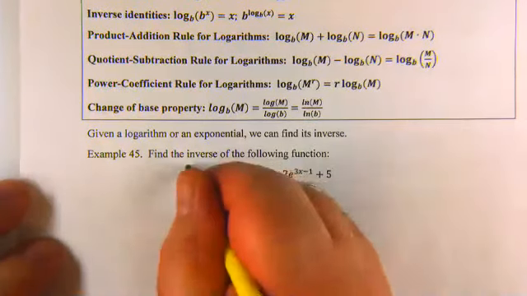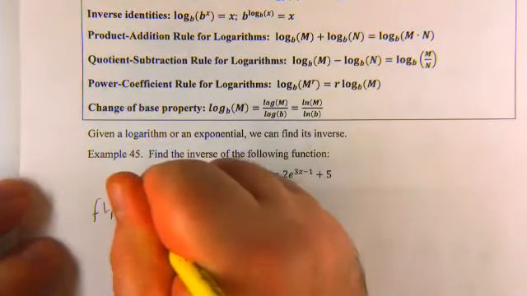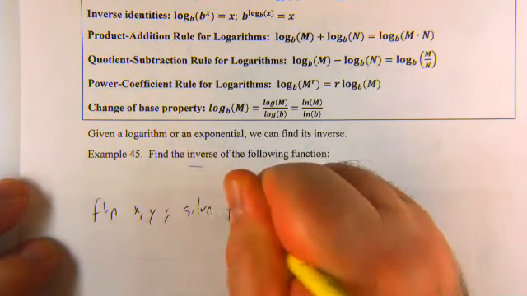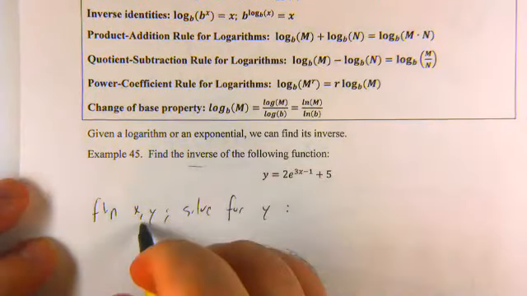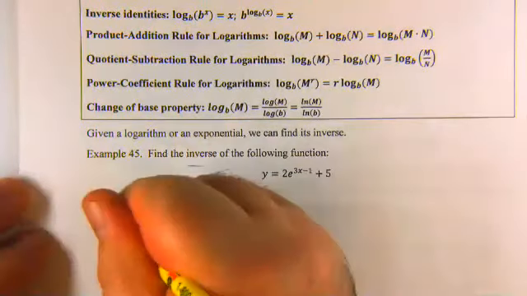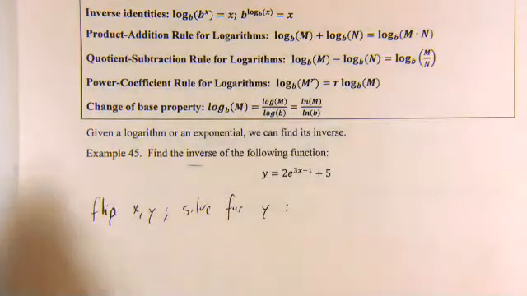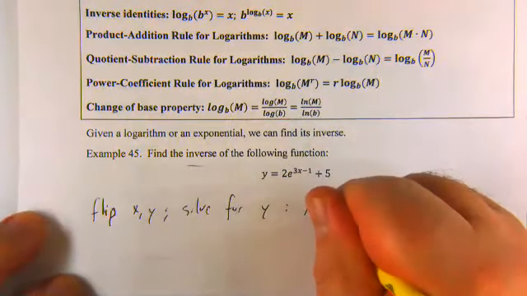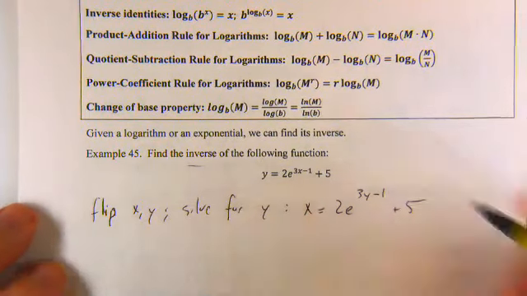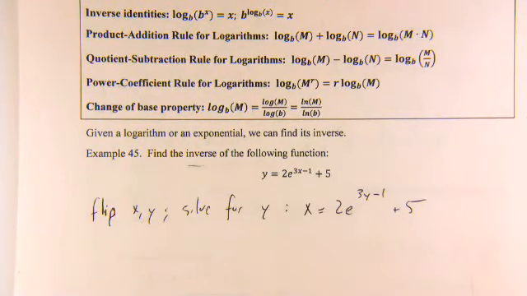So how do you find the inverse of something? You flip the x and the y. That's supposed to be flip there, and that's supposed to be a p and not an n. Flip x and y, and then solve for y. So that's our equation after we flip the x and the y.